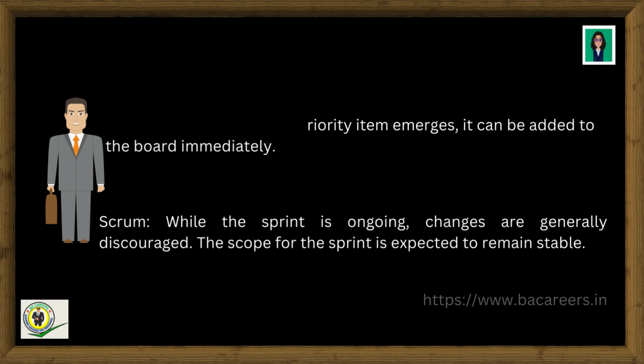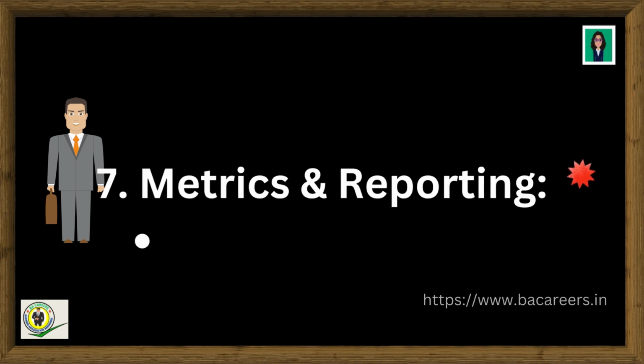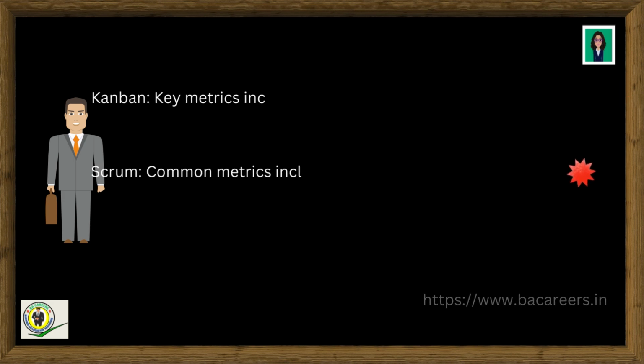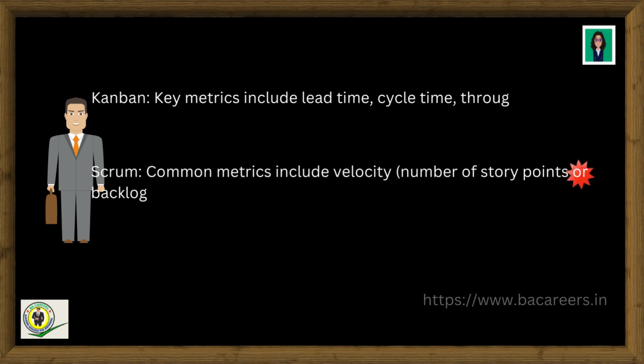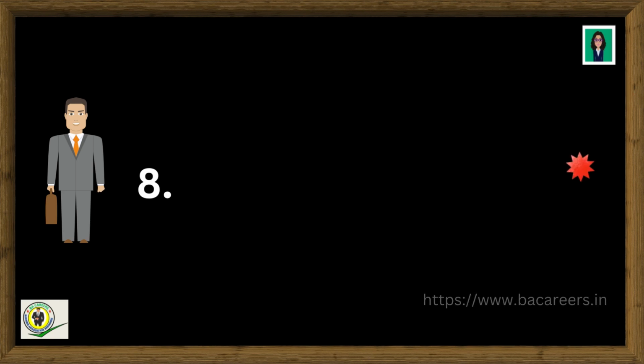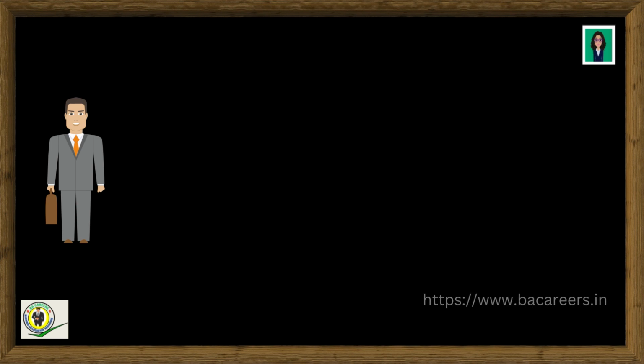7. Metrics and reporting. Kanban: key metrics include lead time, cycle time, throughput, and WIP. Scrum: common metrics include velocity, number of story points or backlog items completed in a sprint, burn-down charts, and sprint reviews.